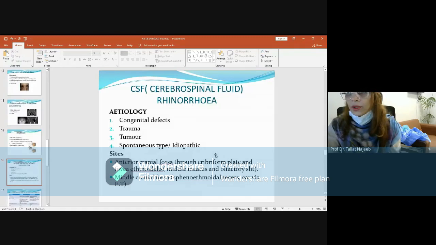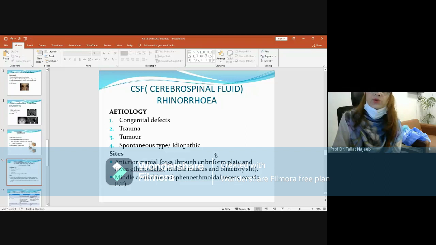So in the end, CSF rhinorrhea we will discuss. It is related to nasal trauma. CSF rhinorrhea means CSF, cerebrospinal fluid, coming out of the nose. So etiology may be some congenital defect, may be due to trauma, or some tumor invading the intracranial cavity, or sometimes no reason is found, so it is called idiopathic. Sometimes after sneezing, patient can develop this CSF rhinorrhea, that is called idiopathic.